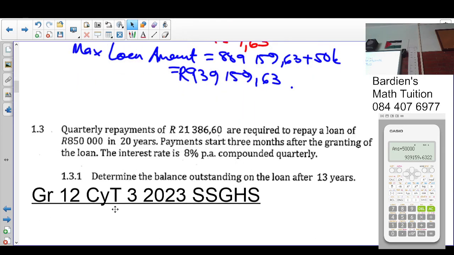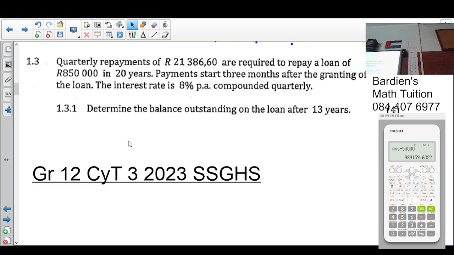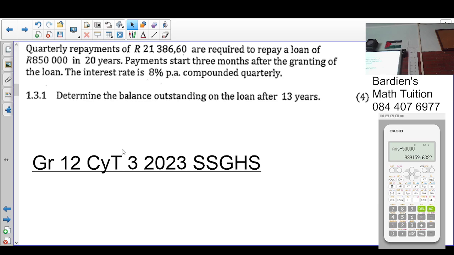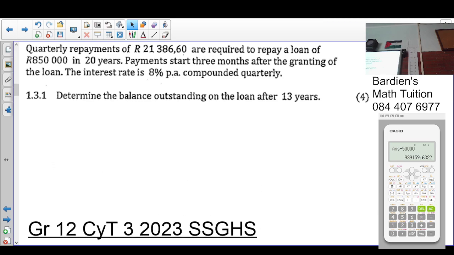Let's go to the next question, 1.3. Quarterly payments, so that's made every 3 months. Quarterly payments of 21,386 Rand 60 cents are required to repay a loan of 850,000 Rand in 20 years. The payment starts 3 months after the loan was granted.